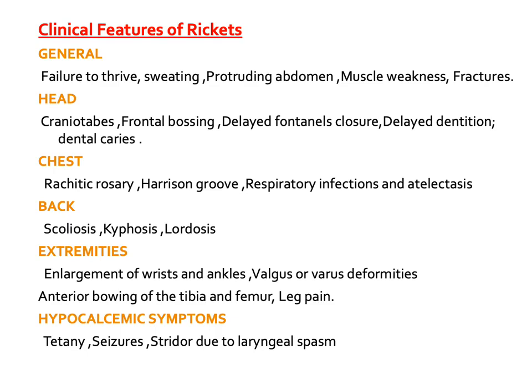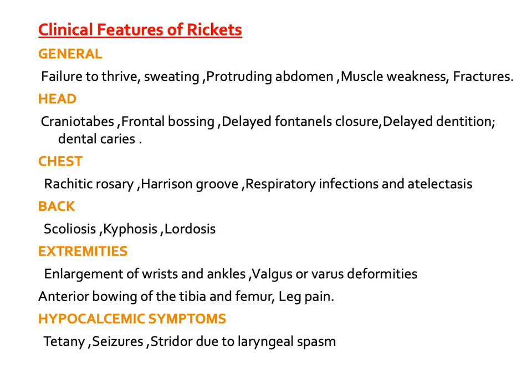Regarding the chest, there is what is called the ricketic rosary due to the enlargement of the costochondral junction. There is Harrison groove due to the pull of the diaphragm on the thoracic cage, and the patient may have respiratory infection and atelectasis. In the back, there may be scoliosis, kyphosis, and lordosis. In the extremities, enlargement of the wrist and ankles, or valgus or varus deformity, and sometimes anterior bowing of the tibia and the femur, and the patient may complain of leg pain.